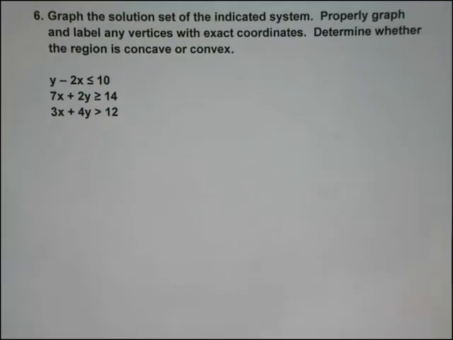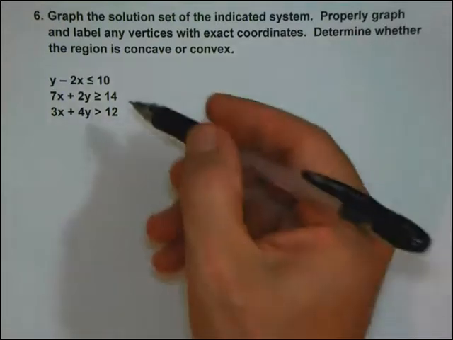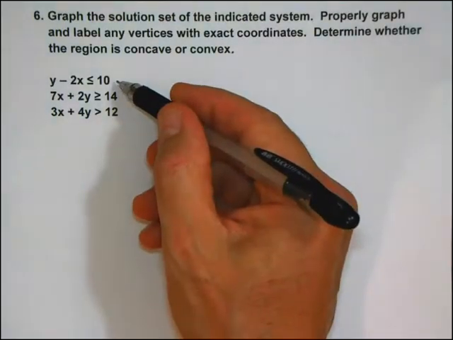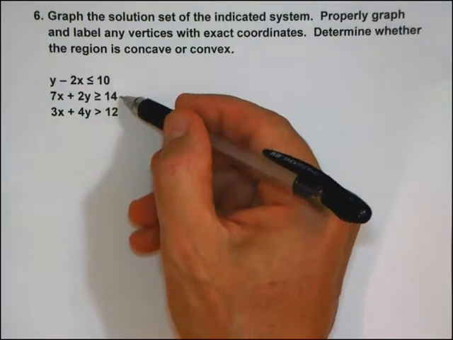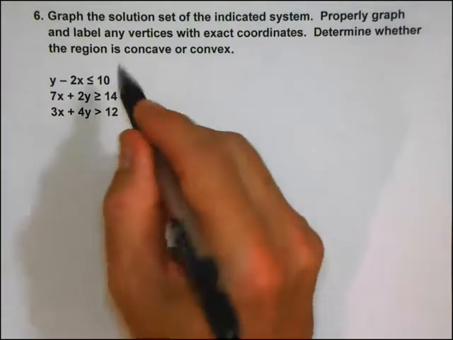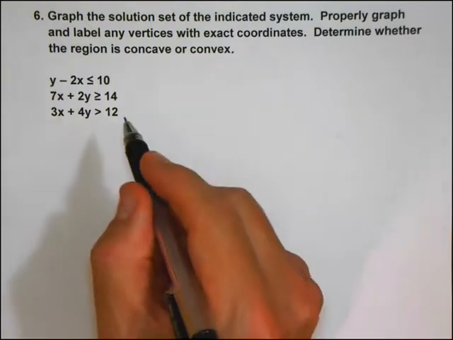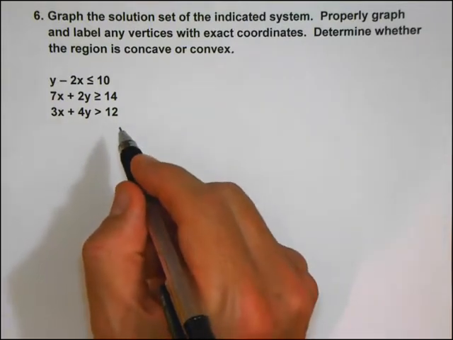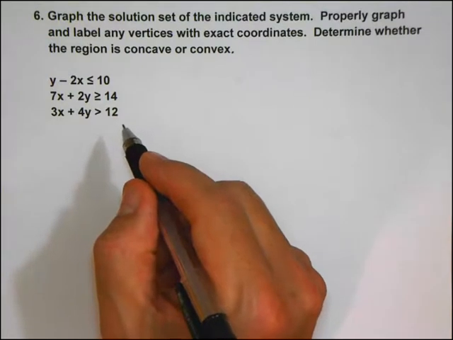Exercise 6. Graph the solution set of the indicated system. Properly graph and label any vertices with exact coordinates. Determine whether the region is concave or convex. Alright, looking at this system, we see a linear inequality, linear inequality, linear inequality. Okay, so right away, by now we are expecting to see a convex region which has all linear boundaries.